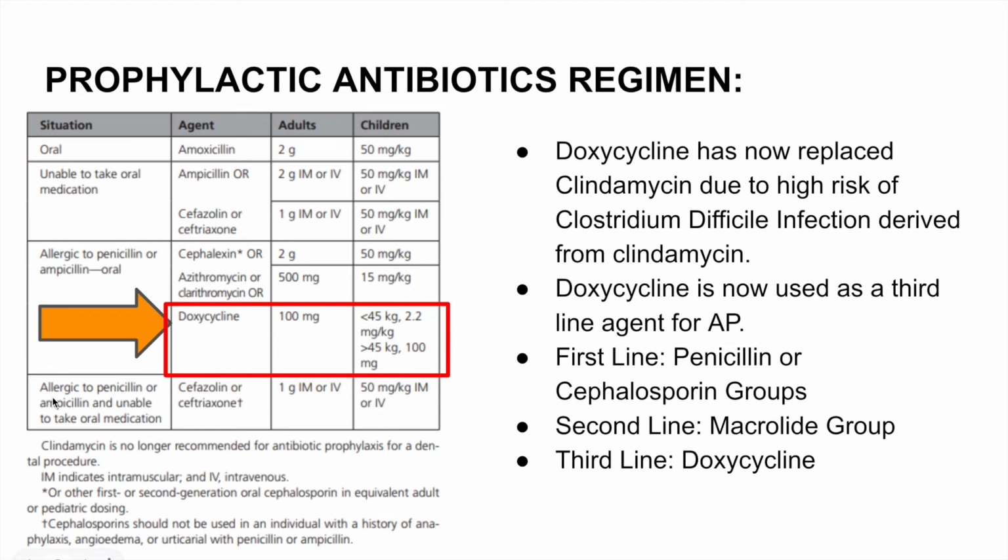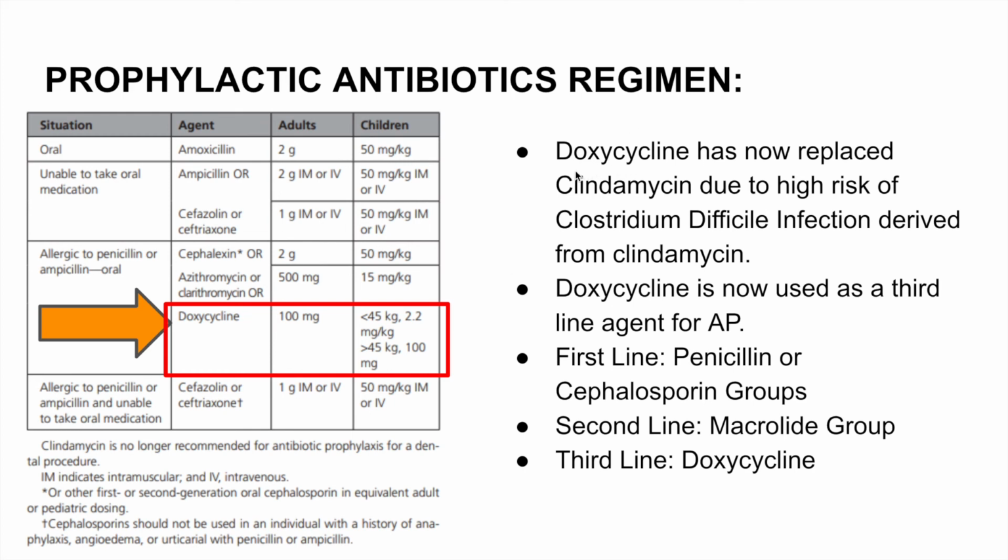If the individual is allergic to penicillin or ampicillin and is unable to take oral medication, then we can give them cefazolin or ceftriaxone IM or IV. But remember, if they experience a history of anaphylaxis with penicillin or ampicillin, we cannot give them this medication. Also, the dose is 1 gram IM or IV, just like before. And for kids, it's 50 milligrams per kilogram IM or IV.